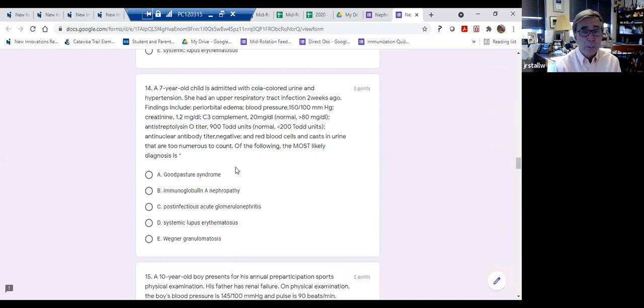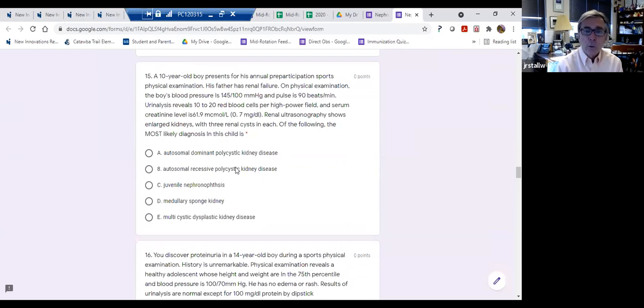edema. Now, this one's hypertensive. This one may have a little renal embarrassment. Her creatinine's up a little. Her C3 is low. Her ASO is high. I mean, you got red blood cells and casts, hello. I think most of you got this. This would be your classic post-infectious GN, okay? So 14 is answer C. Next.